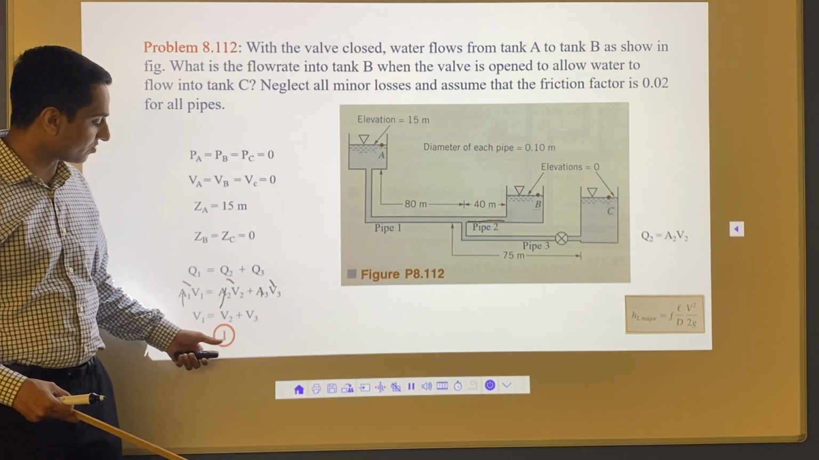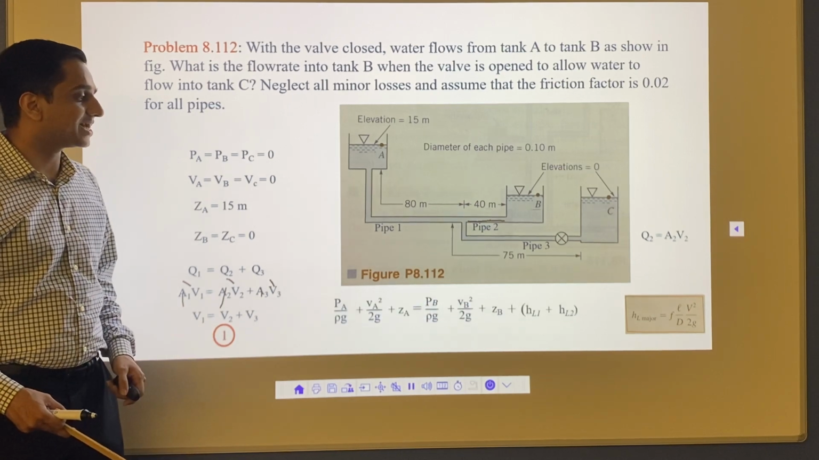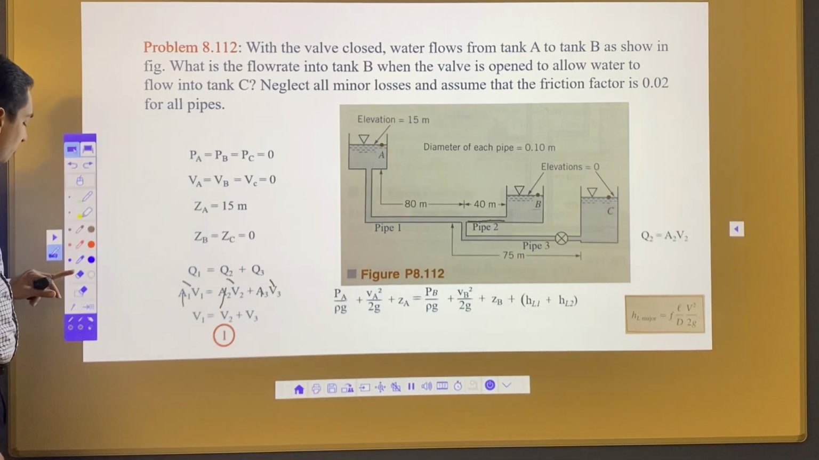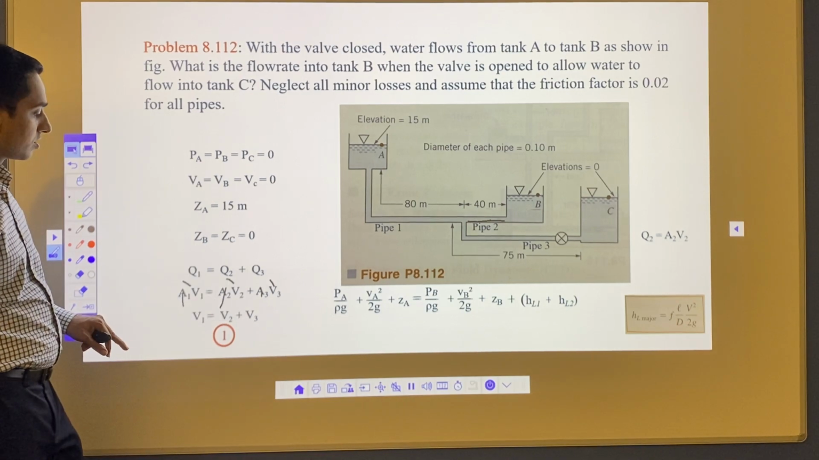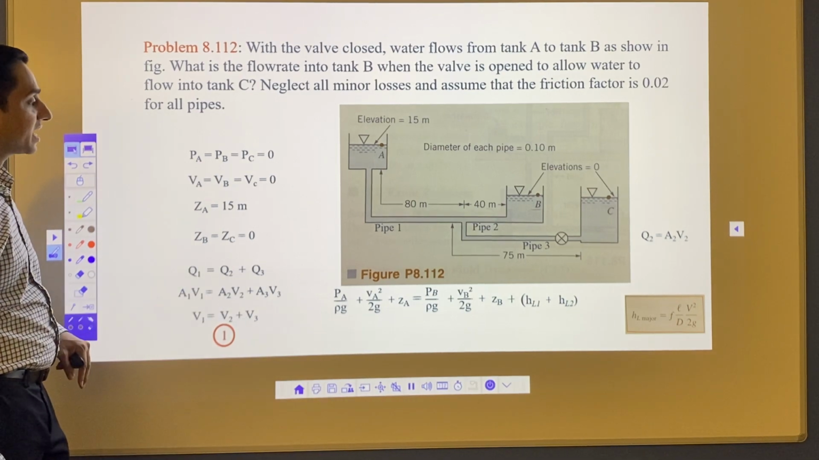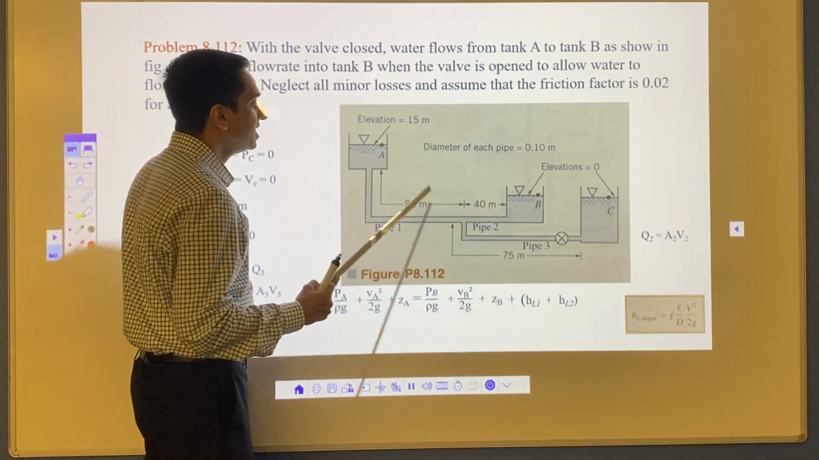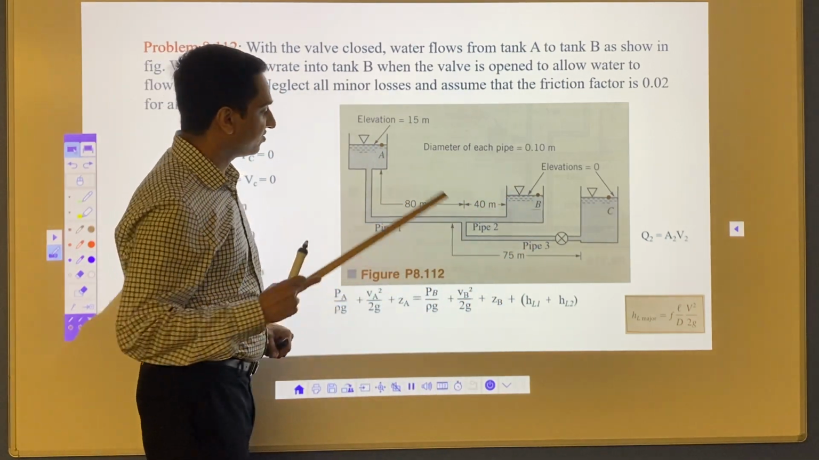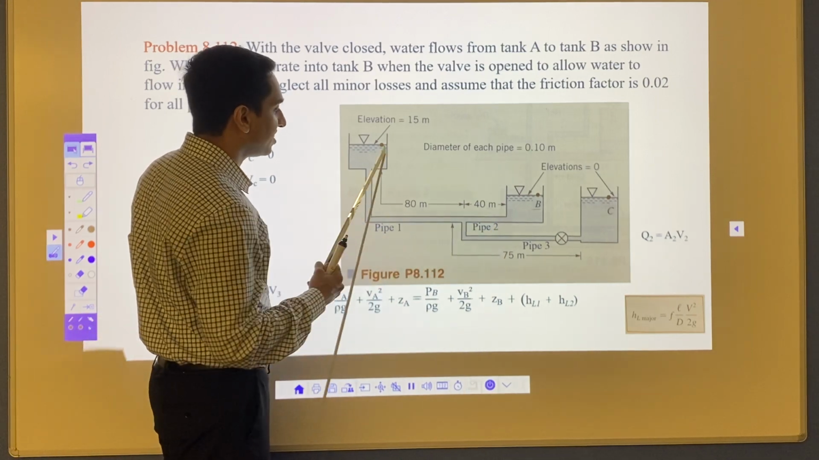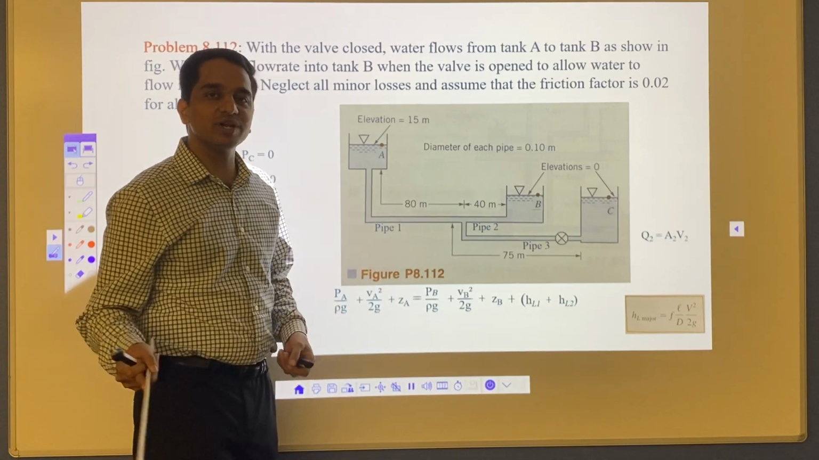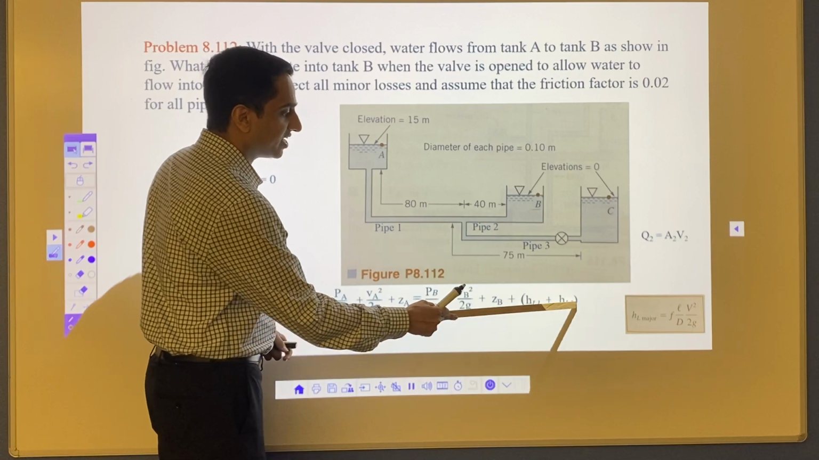So far we don't have that, so I'm going to call it equation 1, and then I'm going to apply Bernoulli's equation between tank A and tank B. So I have tank A, tank B. These tanks are connected in series. So pipe 1 and pipe 2 are in series. In series, we add your head losses. So here I have HL1 and HL2.